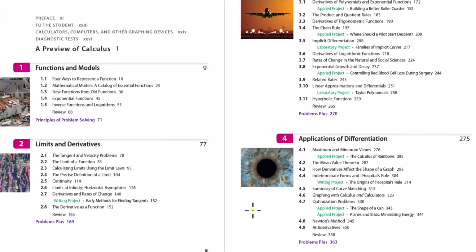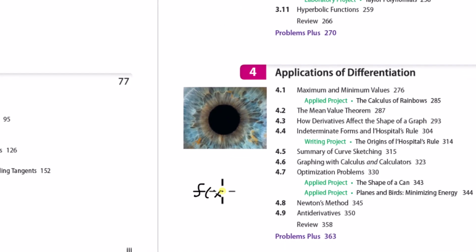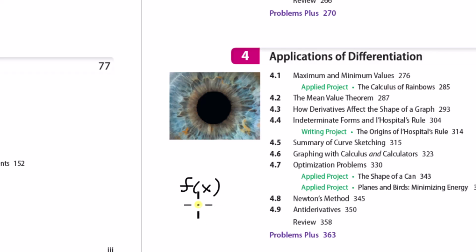So if we have some function f of x, we learned how we could take the derivative of f of x to get some new function f prime of x. Here we're going in the forward direction, finding the derivative of f of x. But what if we wanted to go in the reverse direction and find a function whose derivative is equal to f of x, some function capital F of x?